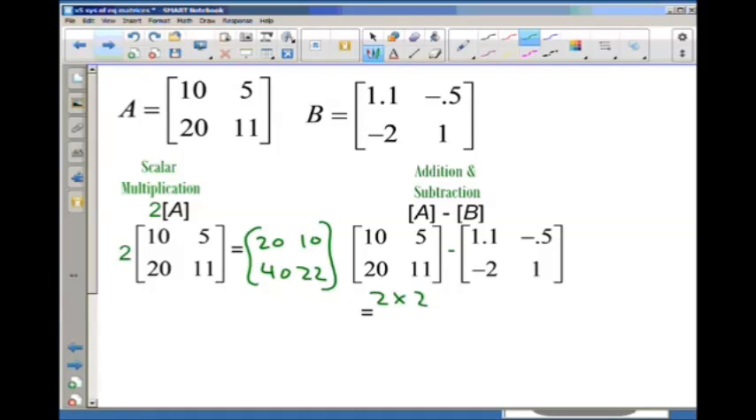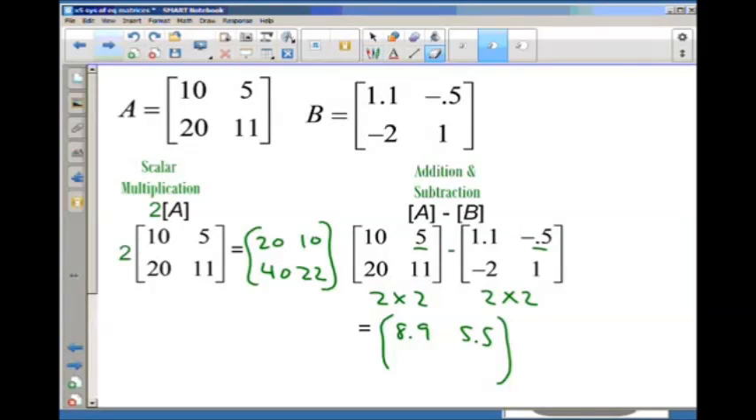A 2 by 2 matrix has to be added or subtracted by another 2 by 2. So adding and subtracting requires identical dimensions. And in this case, we have a 2 by 2. So to get our values, 10 minus 1.1 is 8.9. 5 minus negative 0.5 is 5 plus 0.5. 20 minus negative 2 would be 22. And 11 minus 1 would be 10. So we just take each element and do the operation, add or subtract.